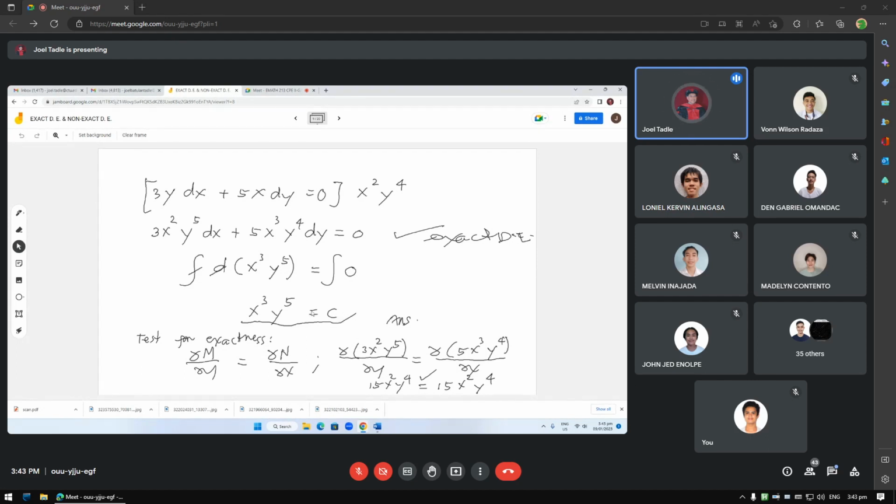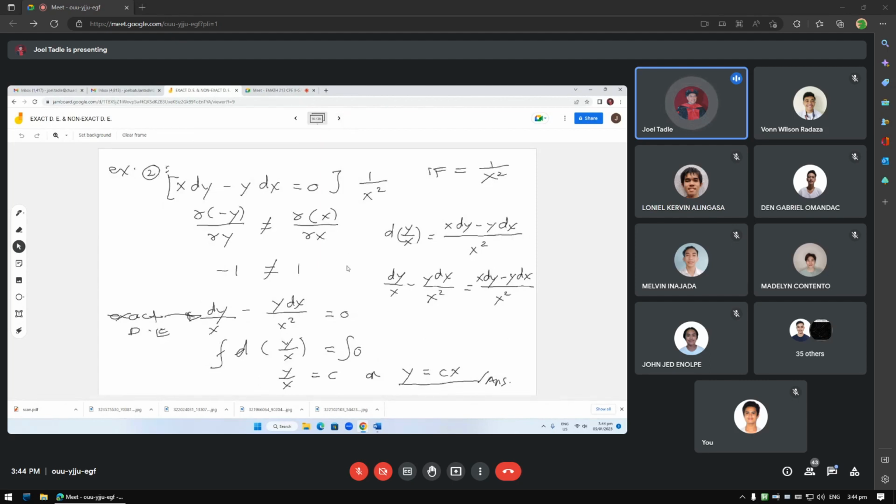Nya, to check if this is true, pwede na to i-test, no? Atong i-test nga exact ba gyud siya. So balik ta sa ato ang rule, no? Partial derivative of M with respect to y equal to partial derivative of N with respect to x. So diri nakakuha kitag identity. So it means that pag human na og multiply sa IF, nahimong exact ang atong differential equation. So may purpose sa atong integrating factor.